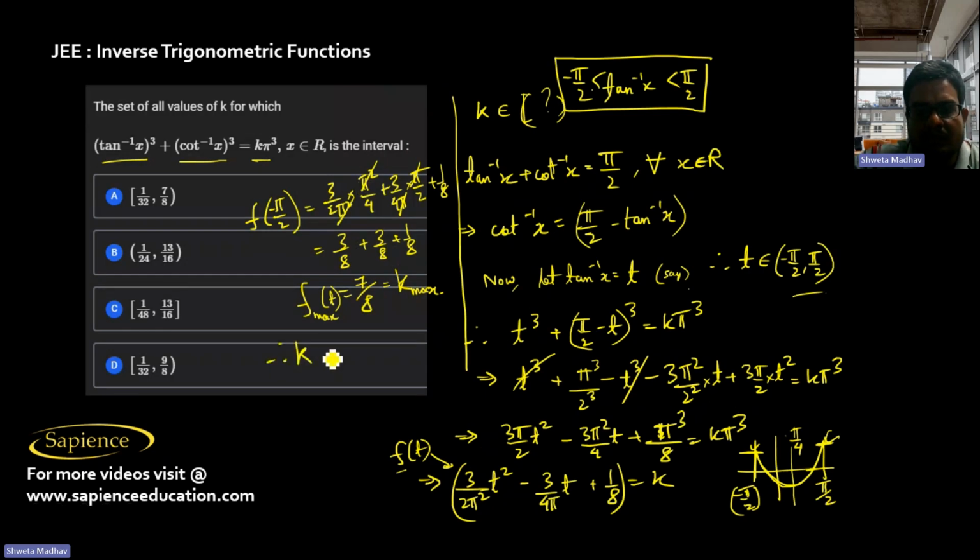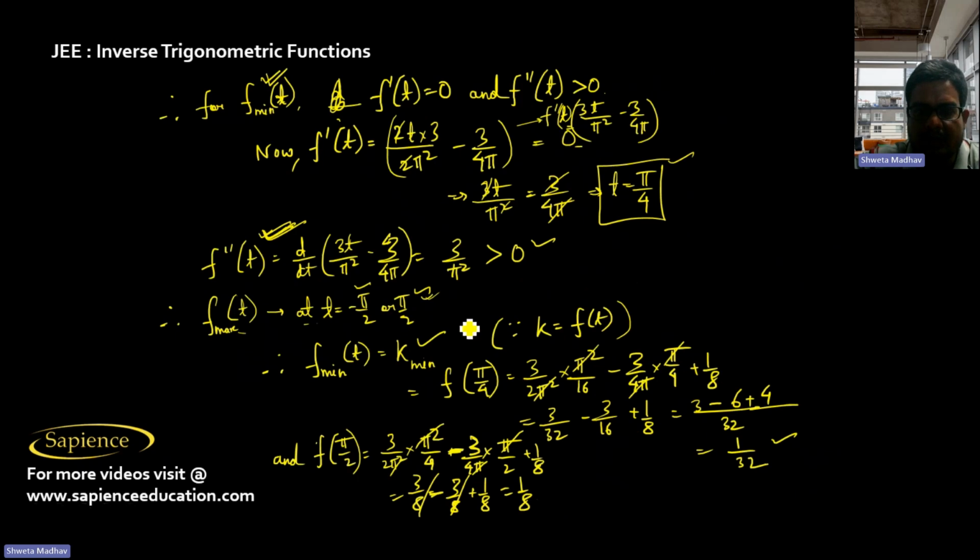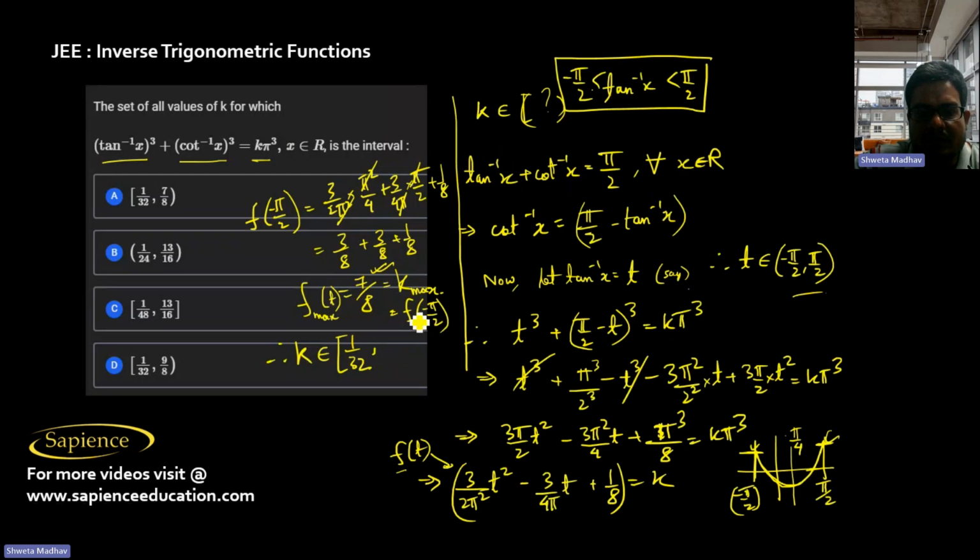So the value of k will belong to, and this one, which is k max, which is f of minus pi by 2, will not be achieved, since minus pi by 2 is not included. It will go from the least value, which is 1 by 32, which will be attained at t equal to pi by 4, but 7 by 8 will not be attained. So 7 by 8 will be excluded. So 1 by 32 to 7 by 8, where 1 by 32 is closed and 7 by 8 is open. So option A is the correct answer.